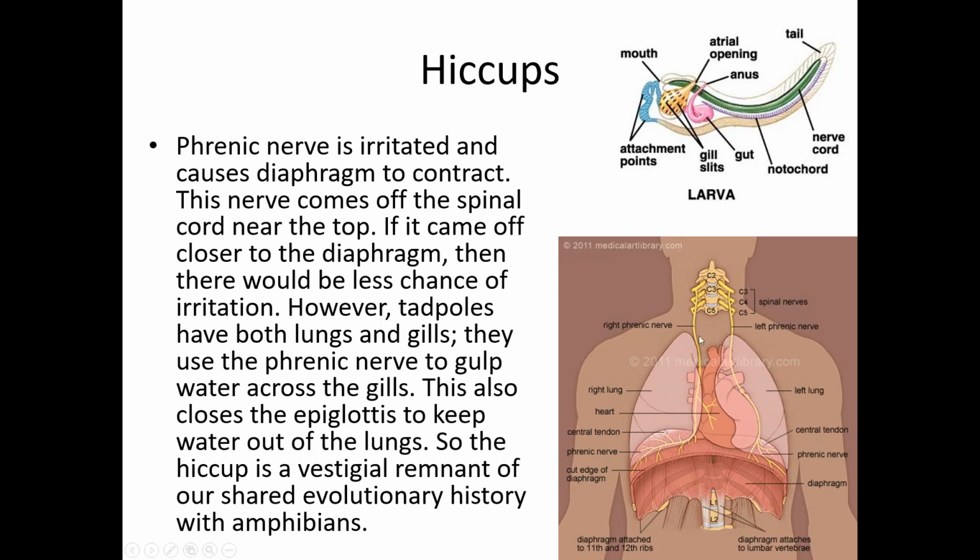But because our body plan is different, ours comes off in a different place, but it comes off based on the instructions that we were given way back when amphibians were still the ones that were creating that code. So hiccups are basically something that tells us we're related to tadpoles and frogs because of the way our phrenic nerve is arranged.